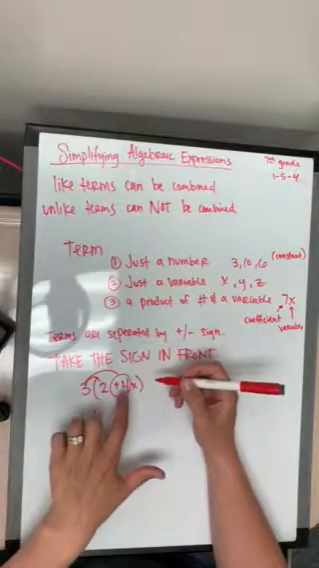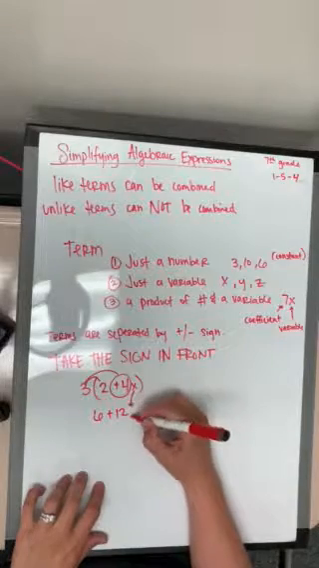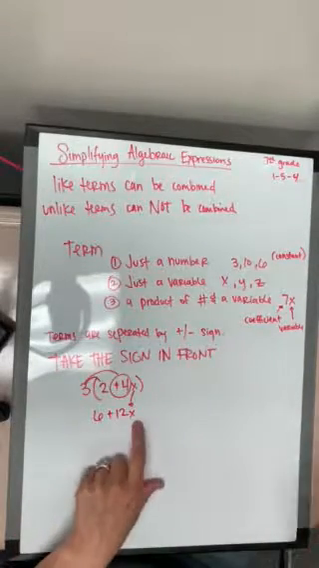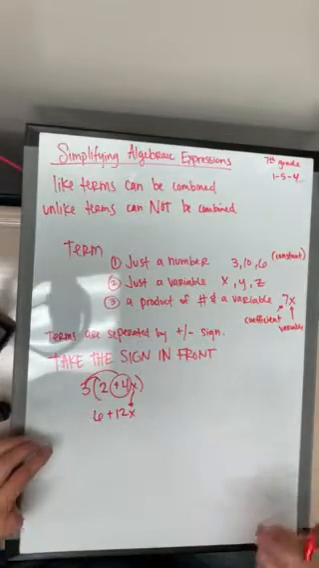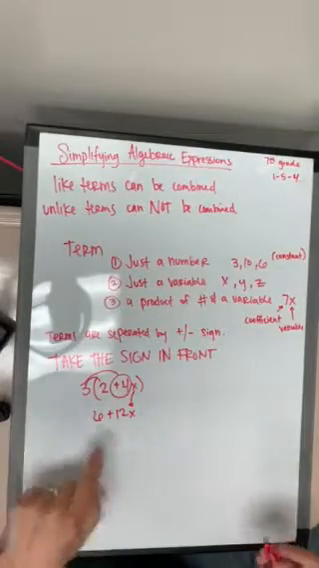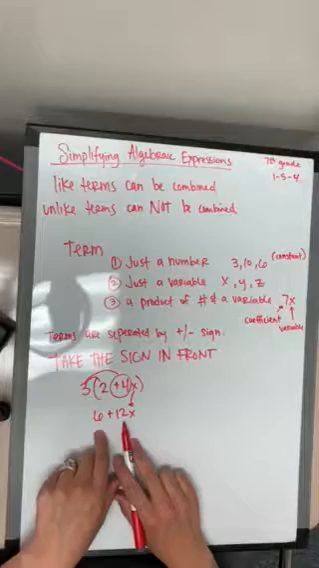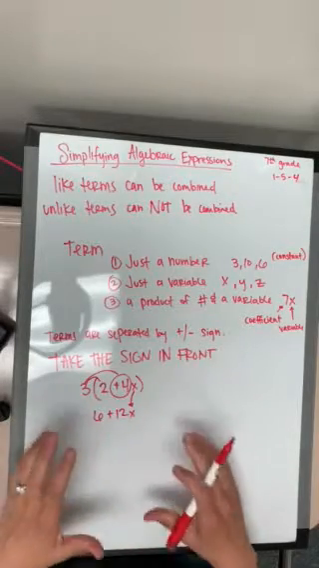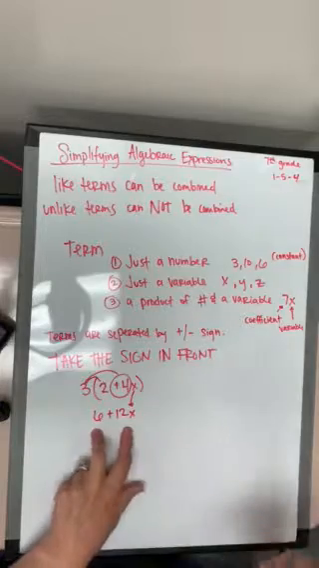So 3 times a positive 4 is a positive 12, and my variable has not changed, but I can't lose it. Do not lose your variable because it's going to change your answer and you'll get it wrong if you do. So hopefully you see that. You're distributing that 3 to both of the terms in there, and this is what you will get. Now, if at the end you can combine it, you're more than welcome to combine it. We can't because they are unlike terms.